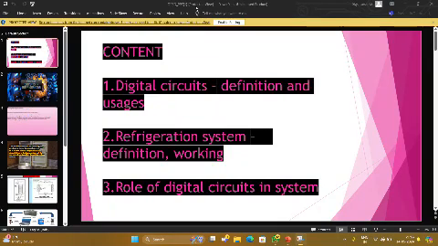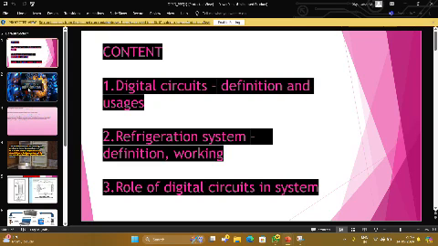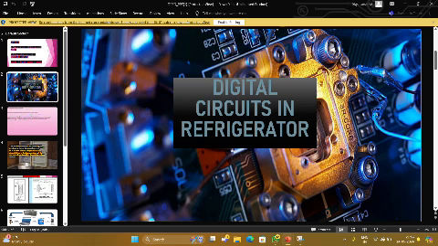Hello guys, in this presentation we are going to discuss digital circuits in refrigerator. Before getting into the topic in detail and talking about the refrigerator's working, its structure and the overall components required to make this machine work, let's know what digital circuits are.